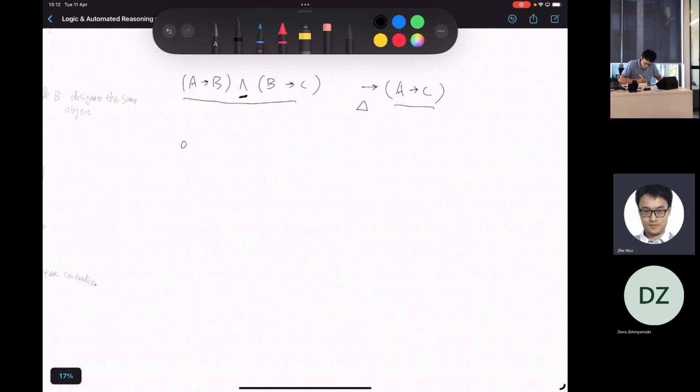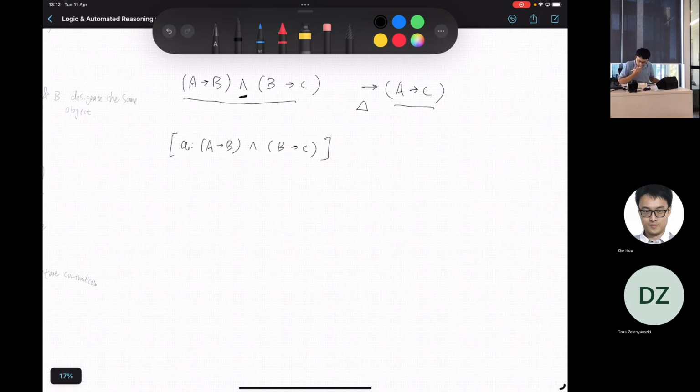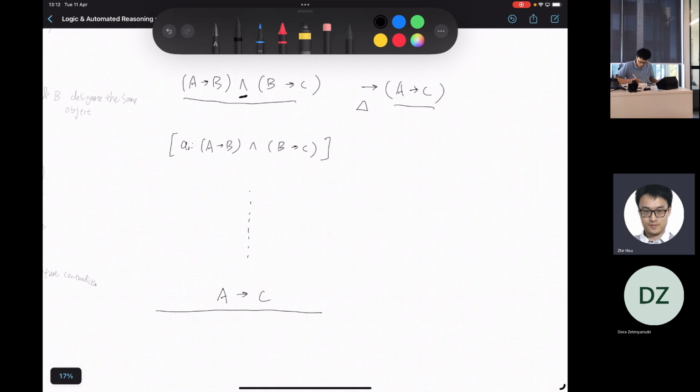Okay, so we're going to make an assumption. I'm going to call it A1. The assumption says A implies B and B implies C. That's our assumption. And because it's an assumption, we're going to put it in a bracket just to remind us we need to discharge the assumption at some stage. We assume that this is true, and we need to do a bunch of inferences, a lot of steps. In the end, we want to prove A implies C. If we can do that, then we can use the implication introduction.